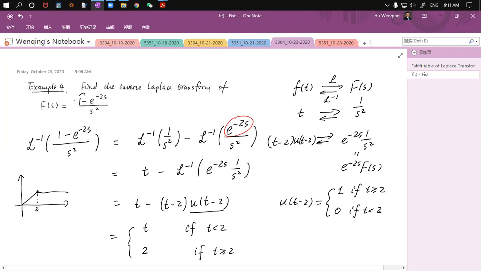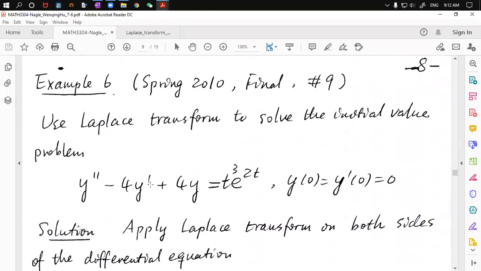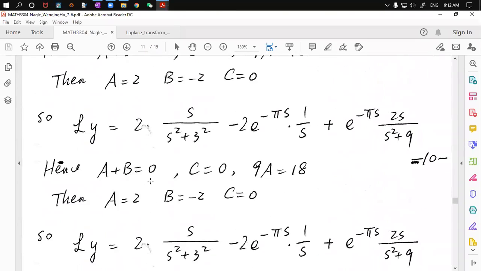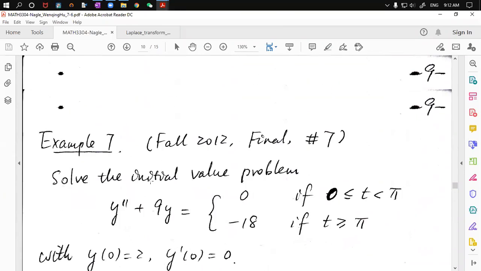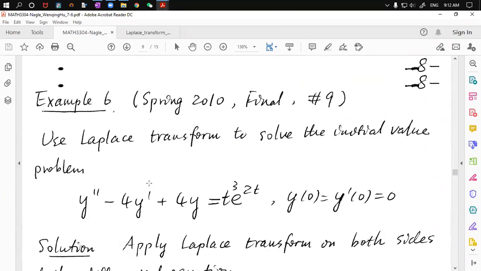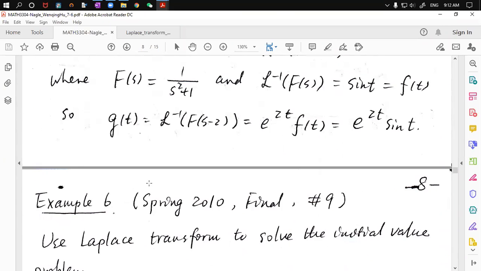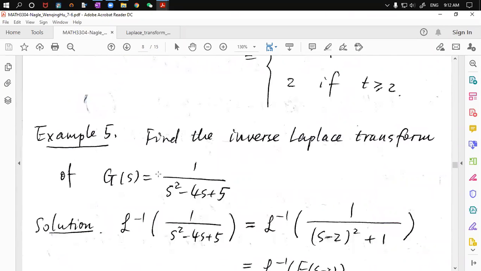Okay, so that's going to be the initial example where we're going to use this shift table. Now let us look at how the shift tables are going to help you solve some of these differential equations. That's going to be a very important example for our upcoming exams and tests. Before that, let's practice one more exercise.